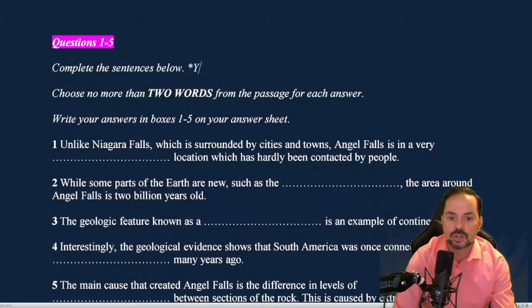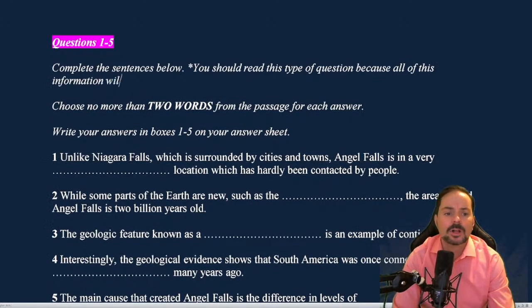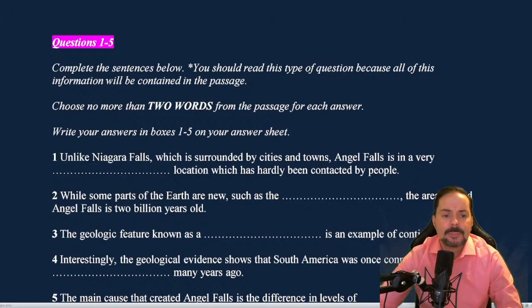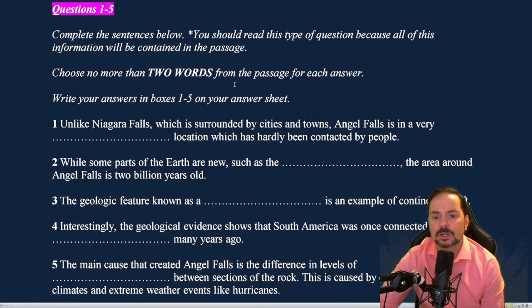So you should read this type of question because it's all in the passage. Okay. The answers will be contained in the passage. Okay, so it's good to read this, right? Choose no more than 2 words from the passage.